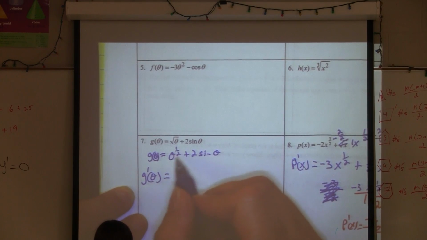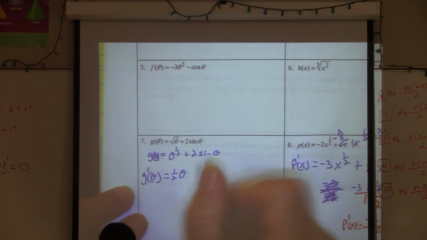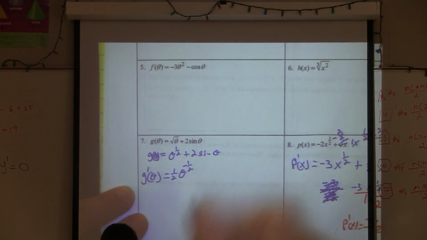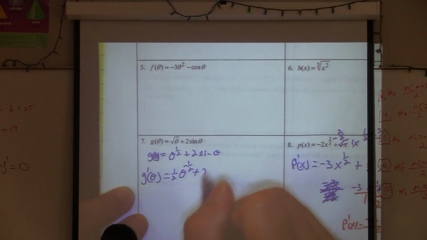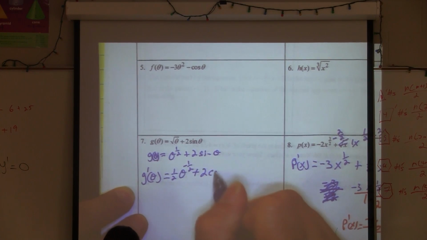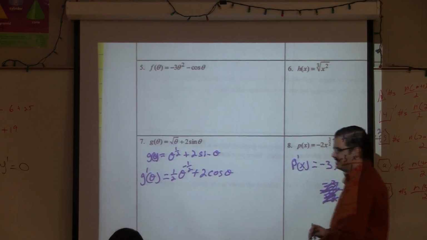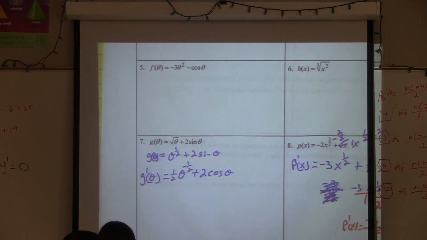No, come on. That's what you did yesterday. 1/2 theta to the negative half plus 2 cosine of theta. Why cosine? Derivative of sine is cosine. Okay, now we just need to rewrite it. What would it look like?